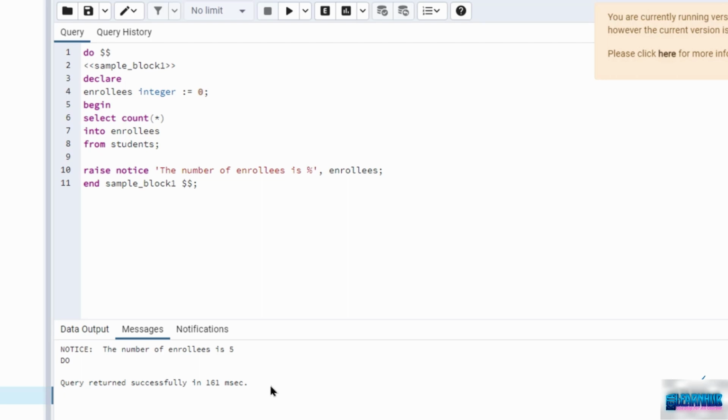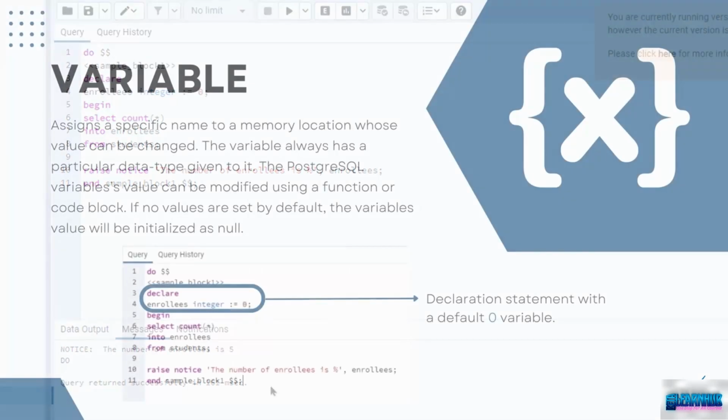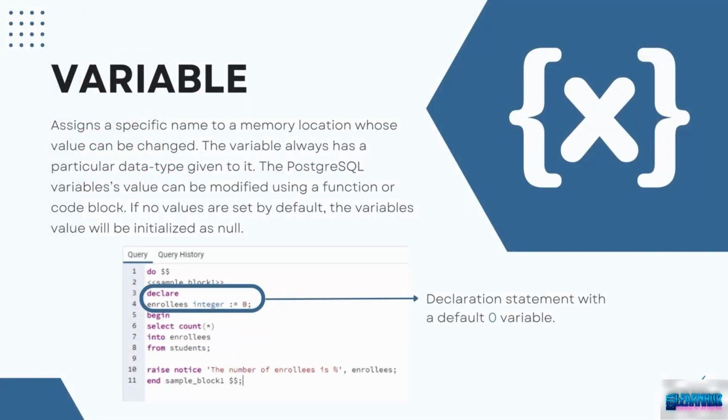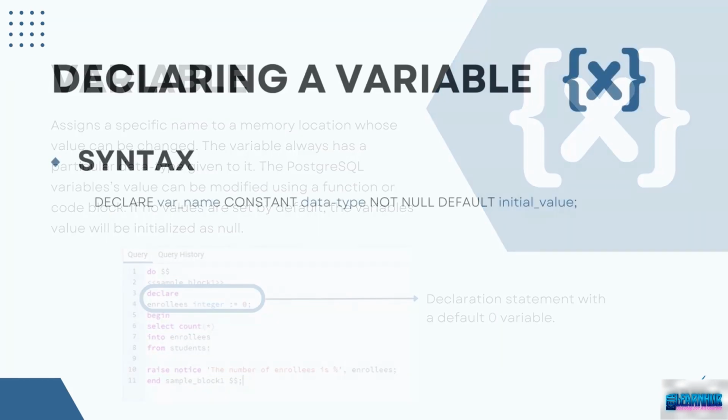To dive deeper with PL/pgSQL, we will talk about each section of a code block one by one, starting with the declaration. In PostgreSQL, a variable assigns a specific name to a memory location whose value can be changed. This means that data can be temporarily stored in variables during code execution. The variable always has a particular data type given to it. The PostgreSQL variable's value can be modified using a function or code block. If no values are set by default, the variable's value will be initialized as null.